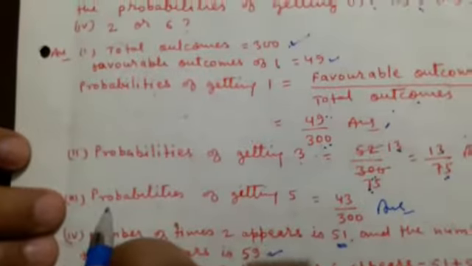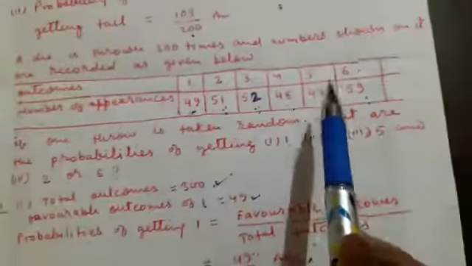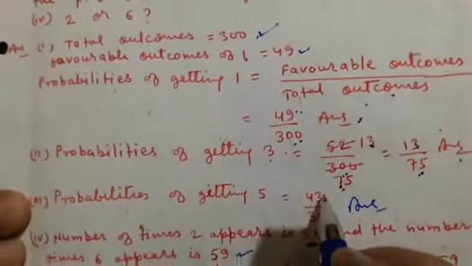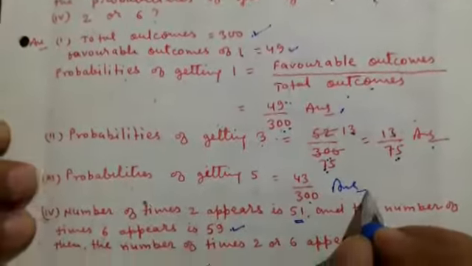Next part, third part, probability of getting 5. What is the probability of getting 5? Favorable outcomes of 5 is 43. So we'll write down favorable outcomes of 5 is 43 upon 300. This will be our answer.